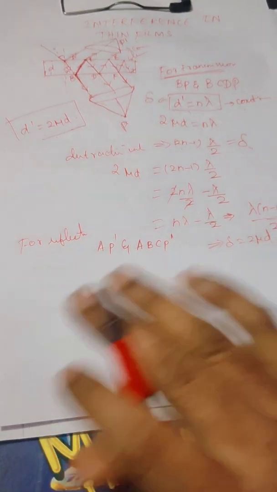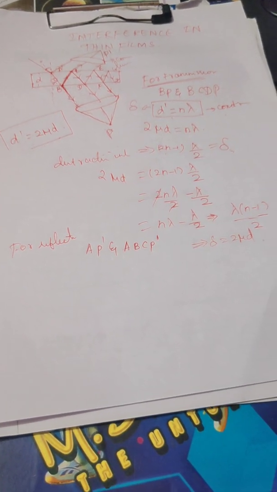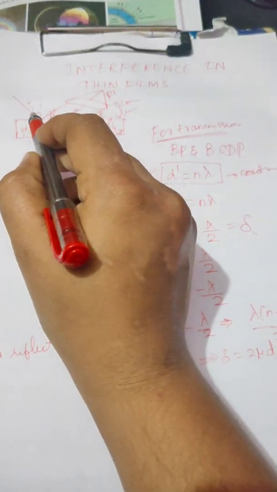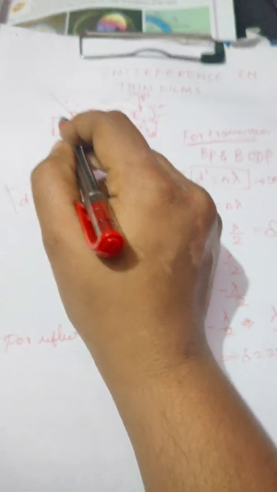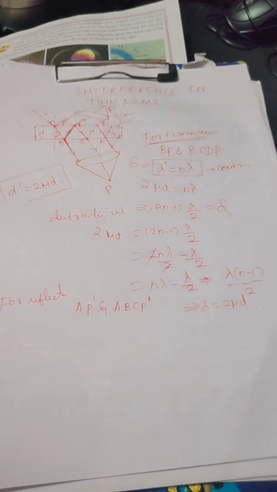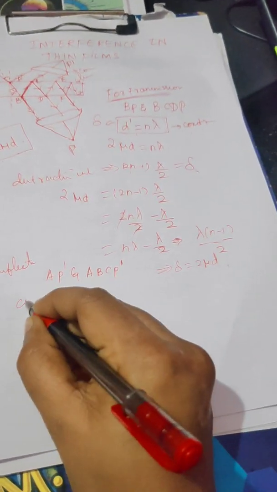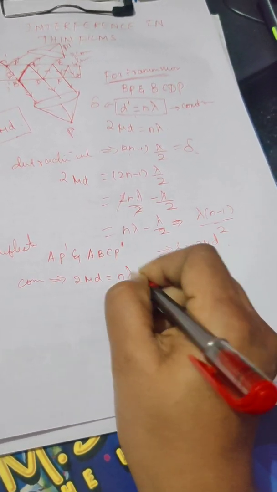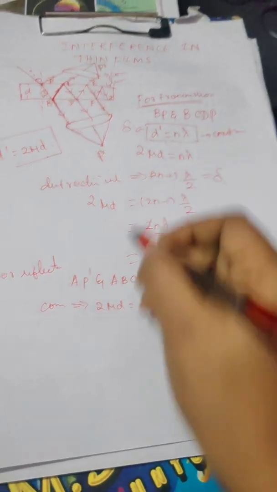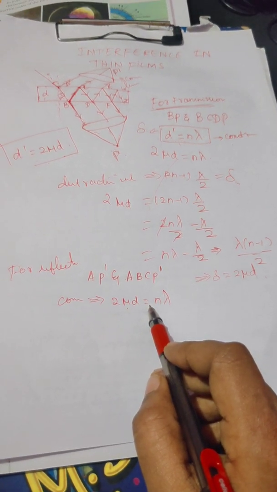One more special case we have here: the angle between the normal and incidence is 0, so the length will decrease. If I don't have any angle here, the line will come closer to this place. Now we'll apply the same thing in the formula. For the constructive case in reflection, we have the same formula, d dash is equal to n lambda. So I will write the path difference as 2 mu d is equal to n lambda.